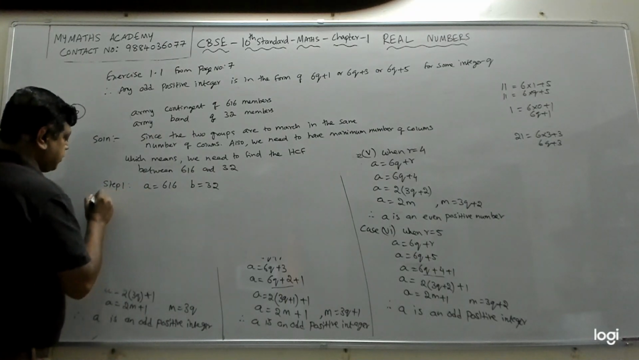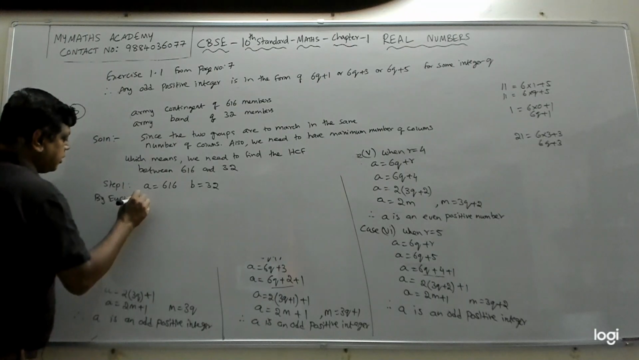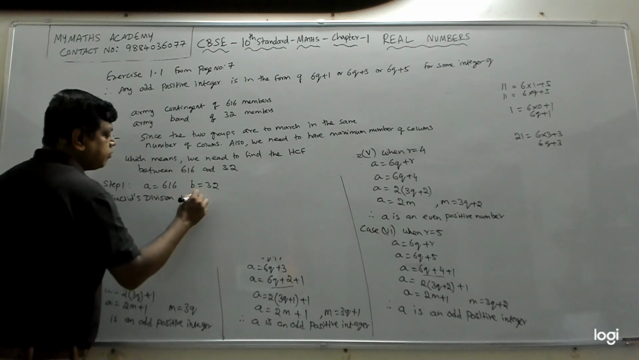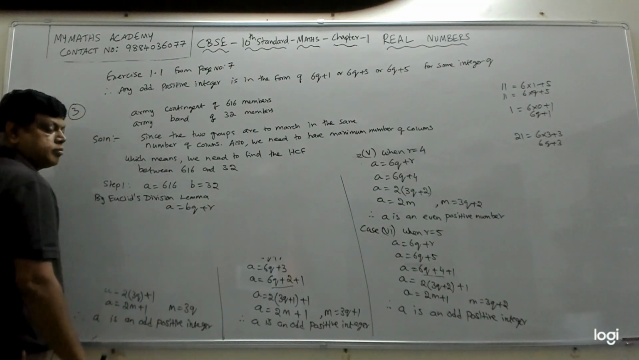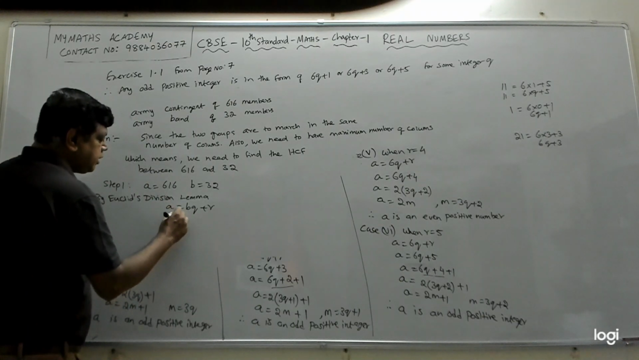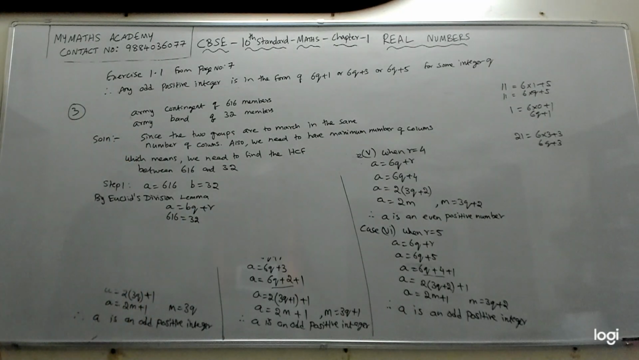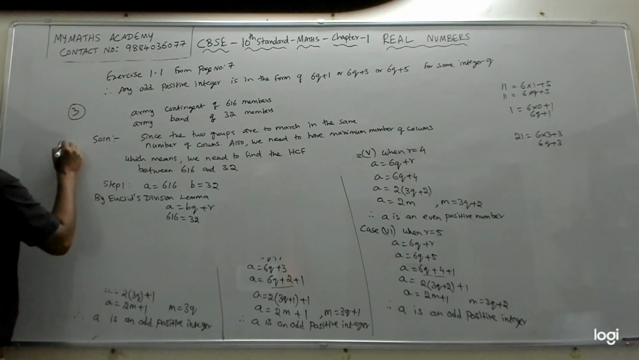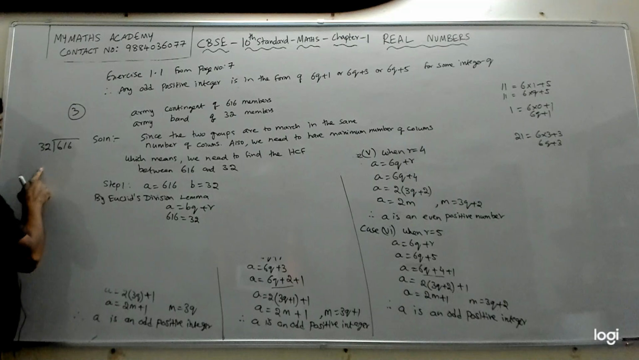So A is 616 and B is 32. By Euclid's division lemma, we can write A as BQ plus R, which means 616 I should write as 32 into something plus R. That Q is something. So we should divide 616 by 32, and then find the quotient and remainder.